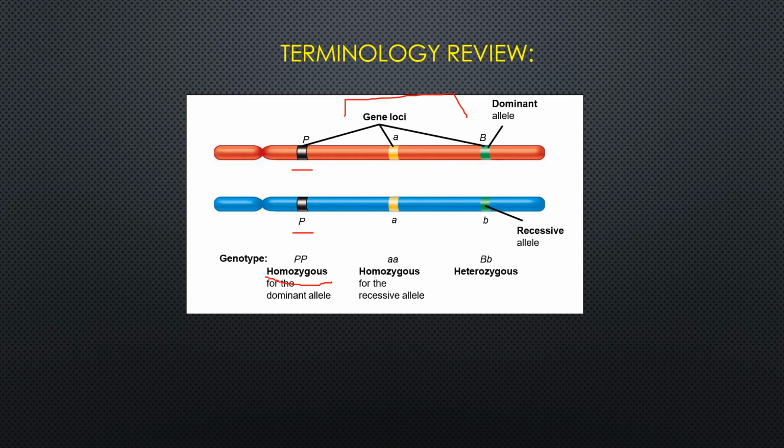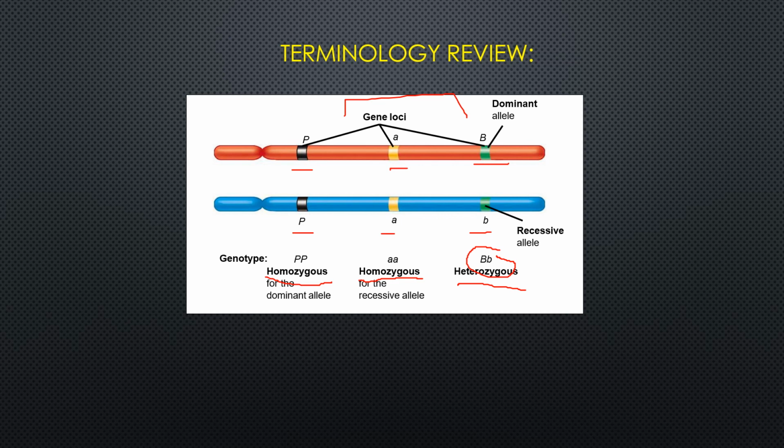At our second gene locus we have a lowercase a and a lowercase a. That indicates that we have 2 recessive alleles. So we would say that this is homozygous for the recessive allele. Our third gene locus has a capital B and a lowercase b. And because of that, we would say it is heterozygous for this B gene, and we would denote that by a capital B and a lowercase b.